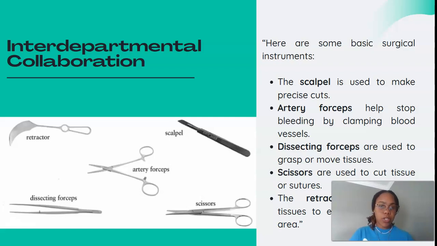Interdepartmental collaboration. Here are some basic surgical instruments that we are going to use in the future. The first one, the scalpel, is right here. The scalpel is used to make precise cuts. The artery forceps, there you go, help stop bleeding by clamping blood vessels.